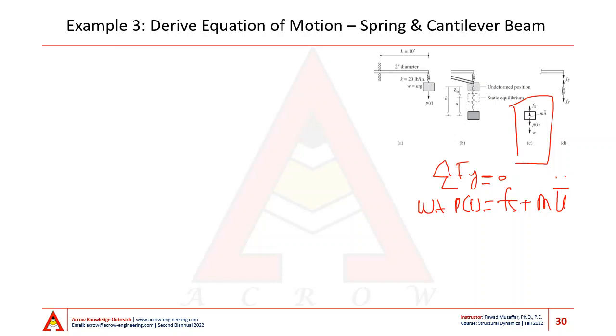Now u bar is the displacement of the mass relative to the support of the cantilever beam. From the previous slide, we know that u bar is equal to u plus delta static, delta static being the static equilibrium deflection of the mass. If I take twice the derivative of this equation with respect to time on both sides, I'll have u bar double dot is equal to u double dot. Why? Because delta static is constant with respect to time.